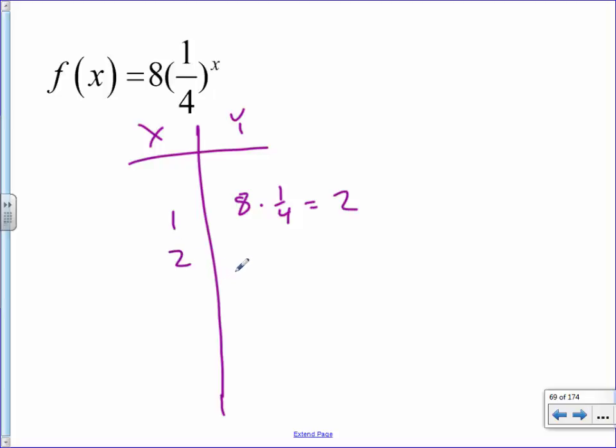Then 2. If we make x be 2, it means we need 8. Then we need to times by a quarter. Then we need to times by a quarter again. Well, 8 divided by 4 is 2. And if you divide that by 4, I think it's a half. 0.5. Yeah, 0.5. This is very strange. Exponential graphs are supposed to get bigger very fast. And as my x number increases here, it actually got smaller.